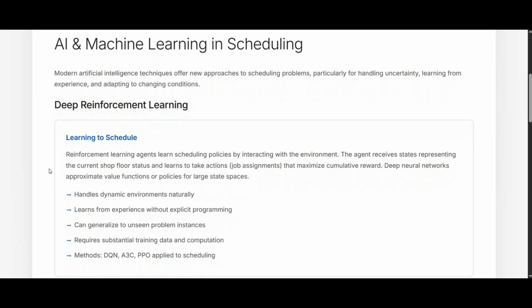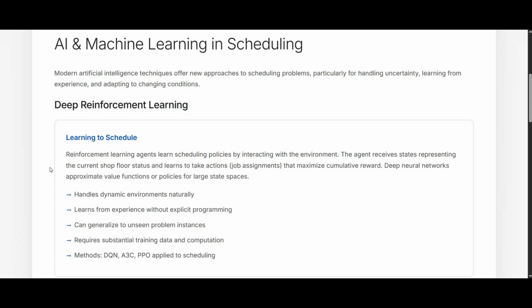Yes. So now we are stepping into how artificial intelligence and machine learning are reshaping scheduling. Traditional scheduling methods, things like heuristic rules or optimization algorithms, work well when our environment is predictable. But as you know, real-world systems rarely behave perfectly. Machines break down, job priorities shift, materials arrive late, and human operators vary in performance. That's where AI-based approaches come in.